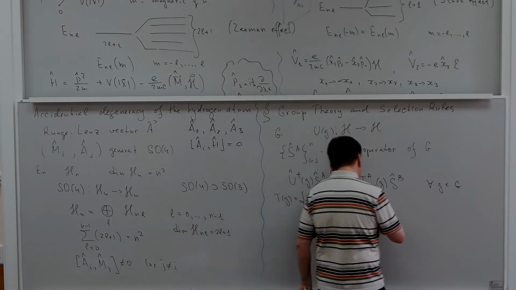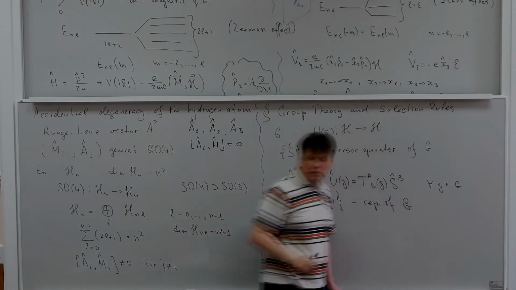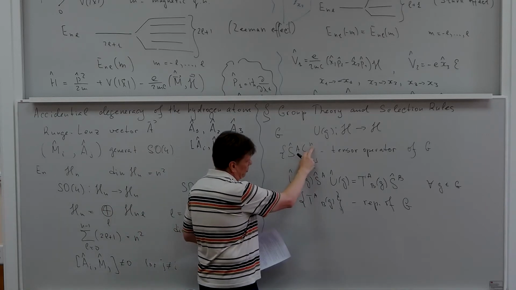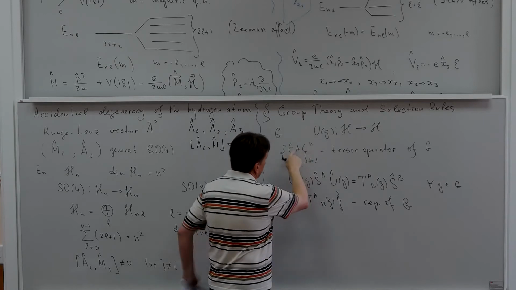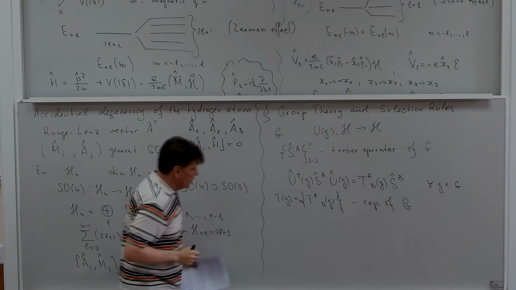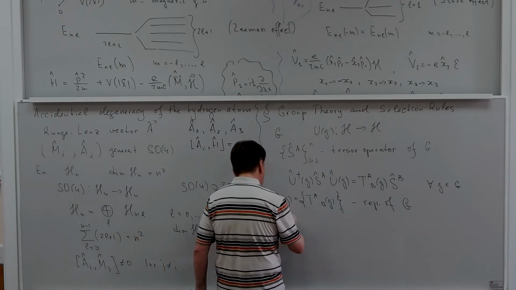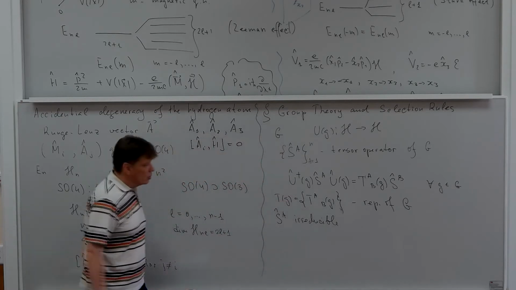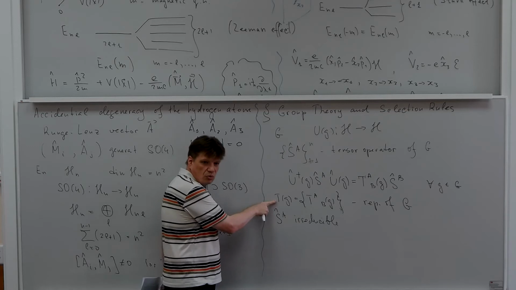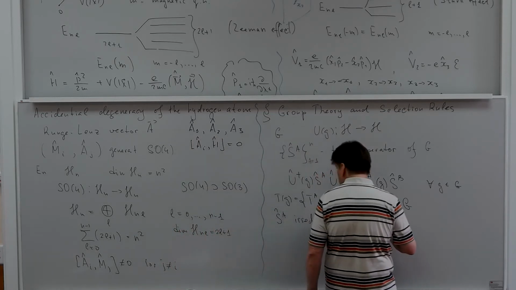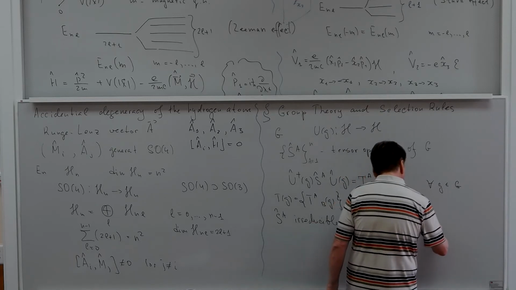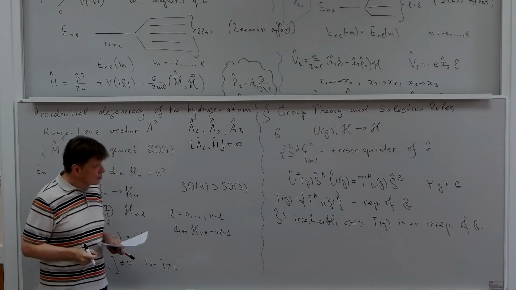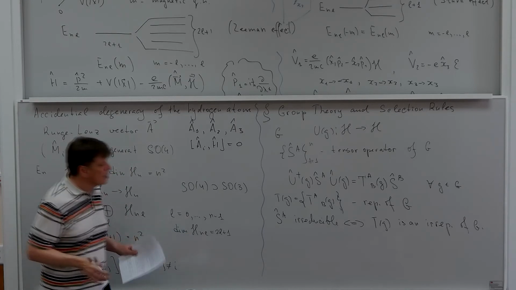Actually, an n-dimensional representation, because we speak about the set of n operators as an n-dimensional representation of group G. And this tensor operator is called irreducible if and only if the corresponding representation T of G is an irreducible representation of the group G. Is it clear? I mean the definition. Okay.